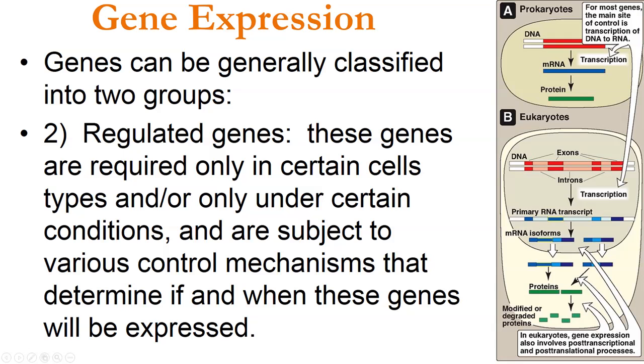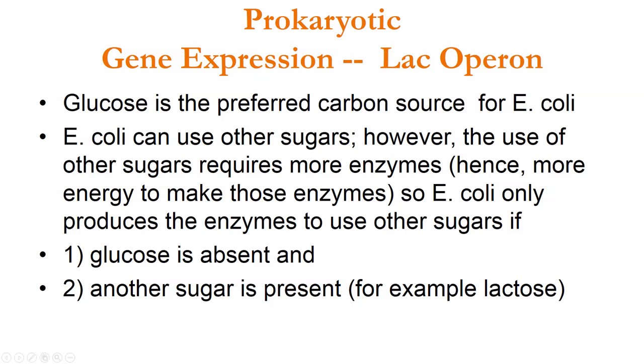Regulated genes are required only in certain cell types or only under certain conditions. We have different control mechanisms that determine whether or not we turn those genes on or off. That's what we're going to look at today. The first thing we're going to look at is the lac operon in prokaryotes.